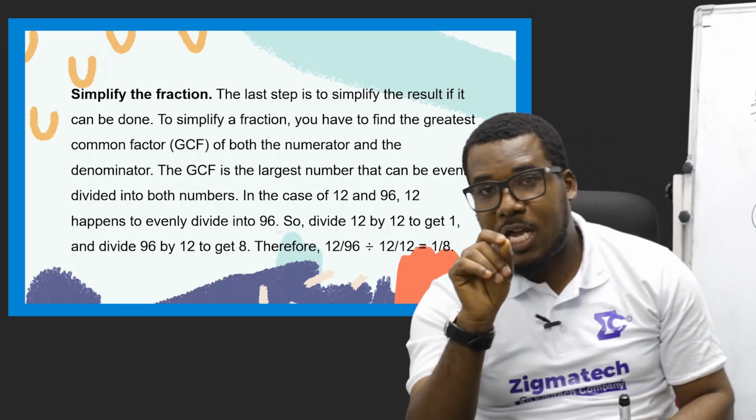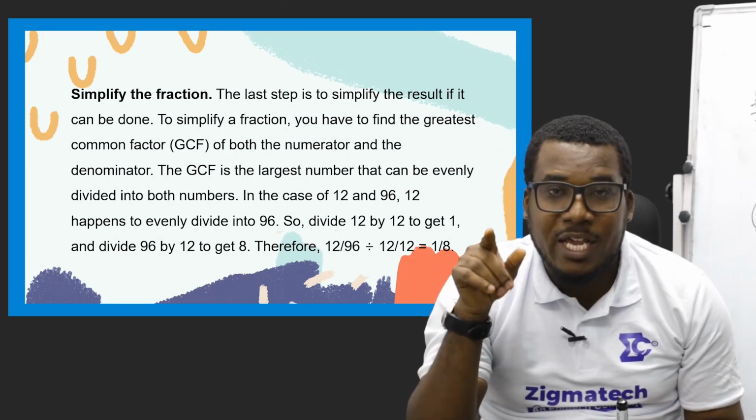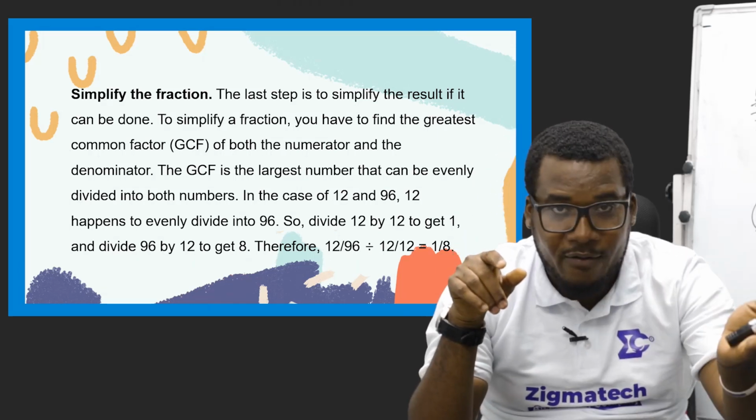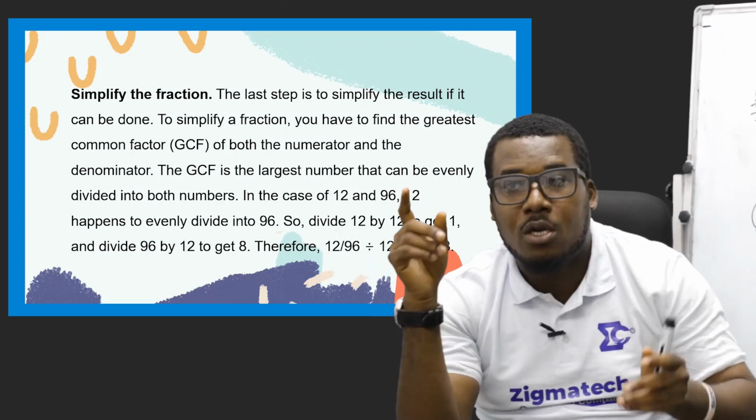The word equivalent tells us it is equal. That's where the equal to comes in. So 12 over 96 is equal to 1 over 8.